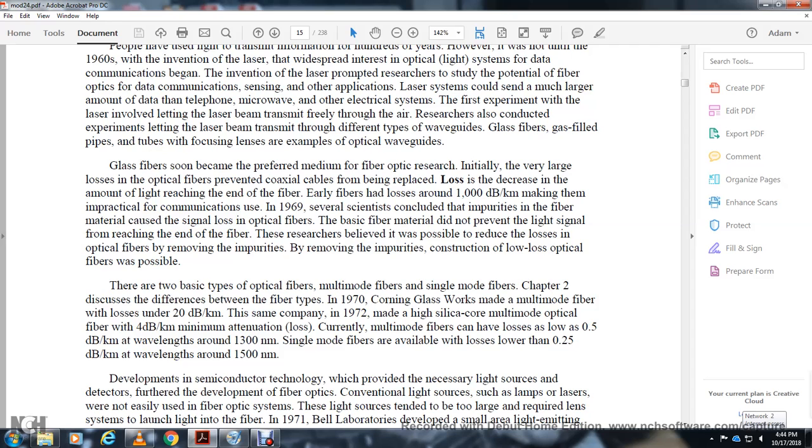Initially, the very large loss of optical fibers prevented them from replacing coaxial cables. Loss is the decrease in the amount of light reaching the end of the fiber. Early fibers lost around 1,000 decibels a kilometer, making them impractical for communications.